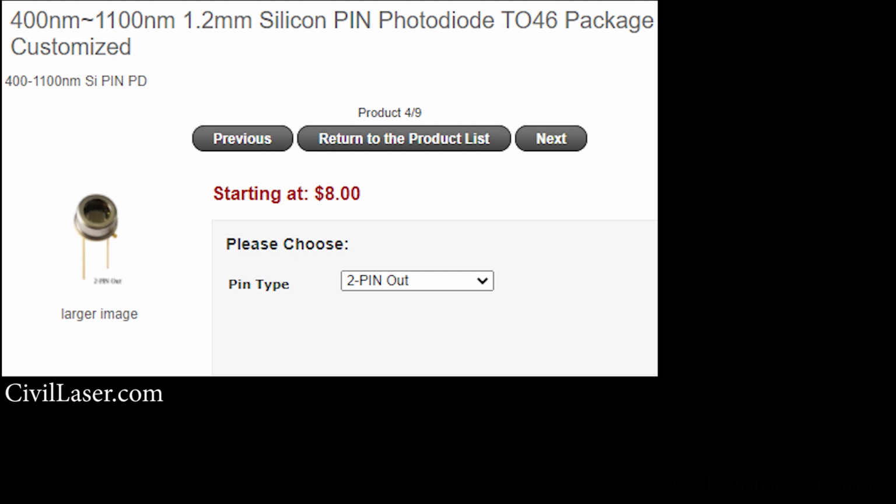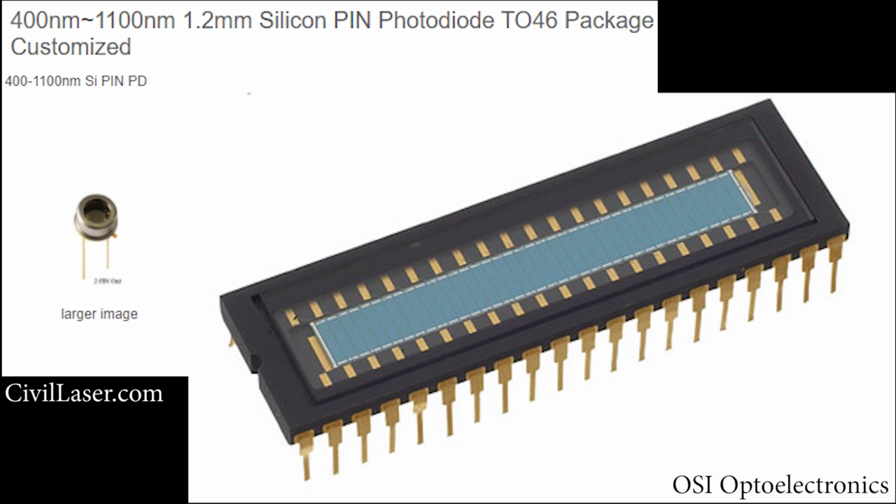This one's $8, which is actually kind of fancy. They're usually like $1 a piece. So an individual photodiode is a real cheap, simple little transistor. Because they're cheap and because they are small, it's not a big deal. And this is not a really big photodiode array. What you're seeing here is a chip from OSI Optoelectronics. You can make them smaller than this and put a lot more in there.